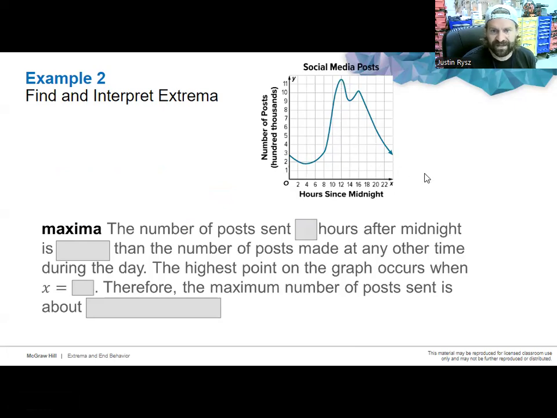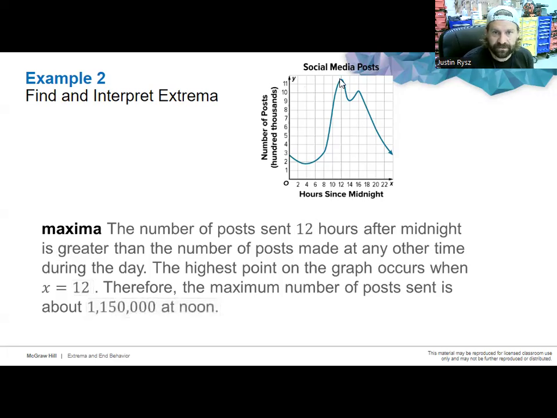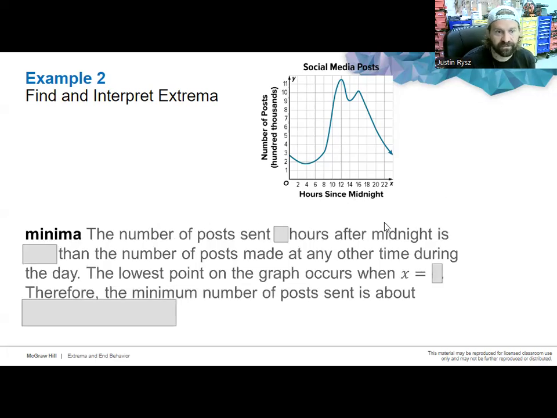Okay, so if we look at this graph here, if we think about the maximum right there. The number of posts sent 12 hours after midnight is the highest point, the greatest point of any other spot on the entire graph during the day. The highest point occurs when x equals 12. Therefore, there is a maximum number of posts right here at just over 1.15 million right there at noon. So that's what it means based off the story.